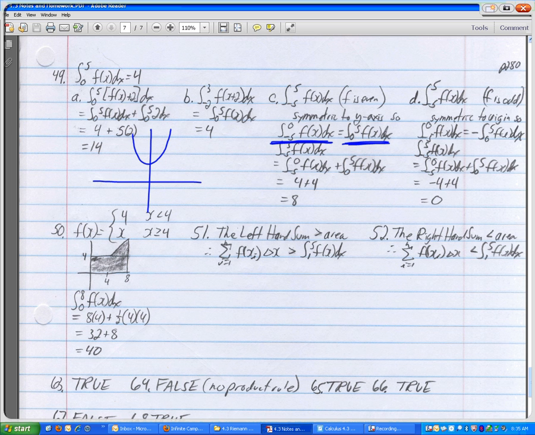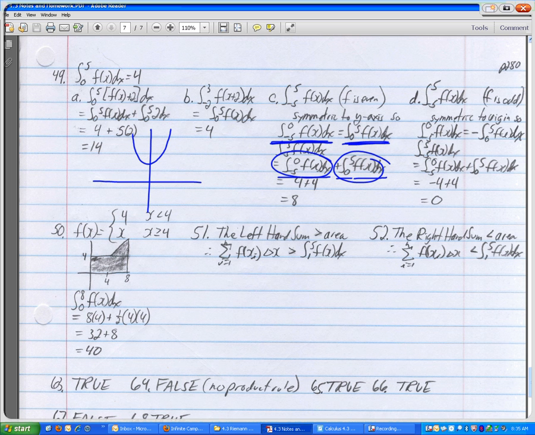Okay? So when we're trying to find the integral from -5 to 5 of this even function, we could think of that as the integral from -5 to 0 plus the integral from 0 to 5. Well, we could think of it that way anyway. And then, since it's symmetric to the y-axis, they're the exact same size. And so, since we know that the area of that one's 4, then the area of that one's also 4. Make sense?